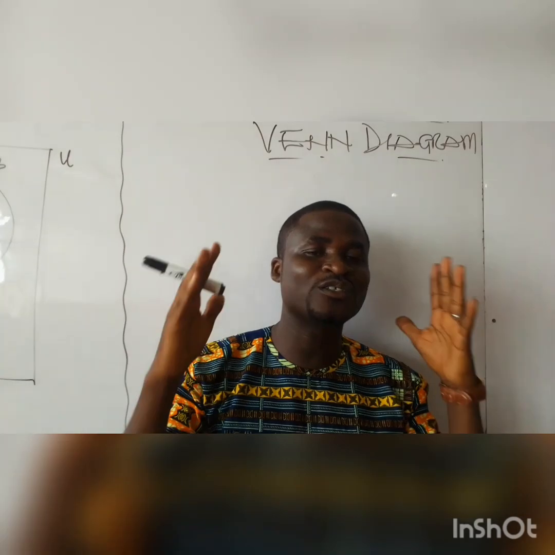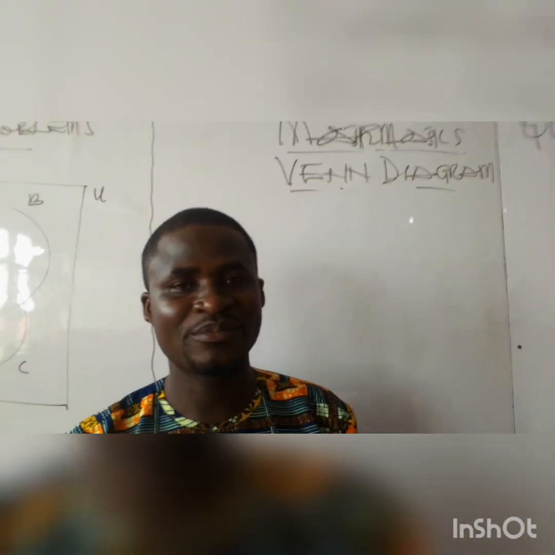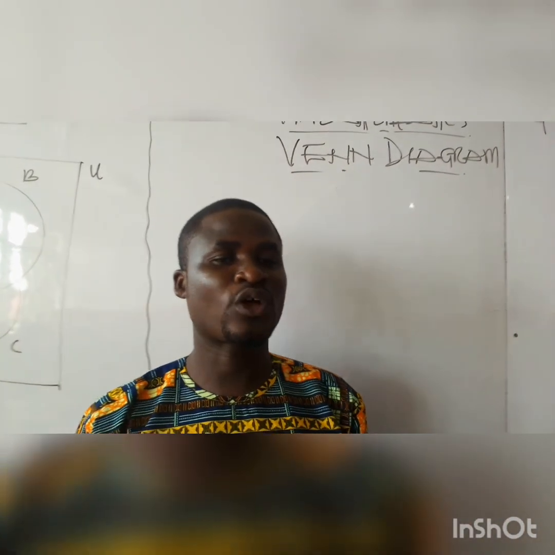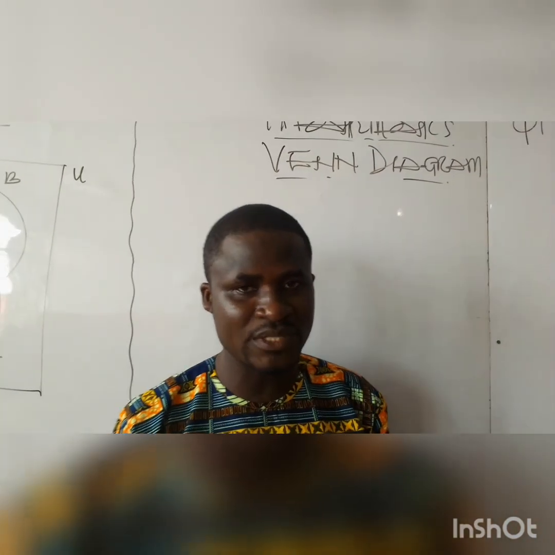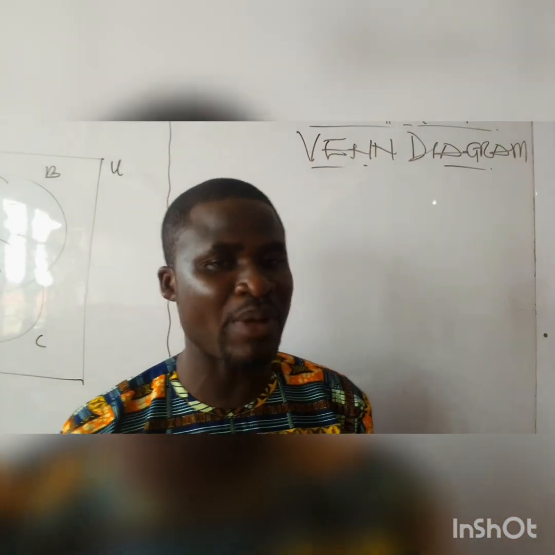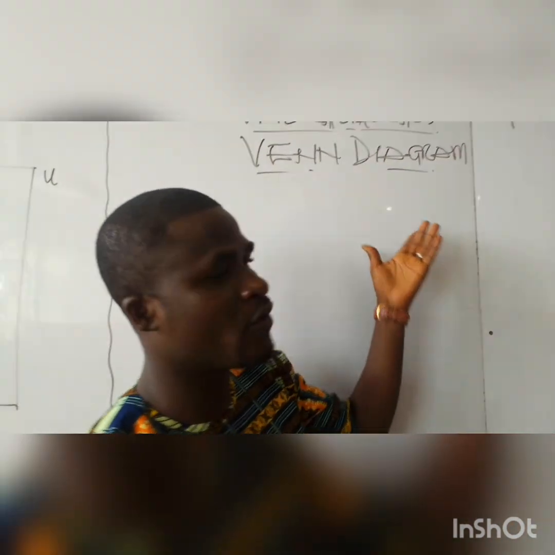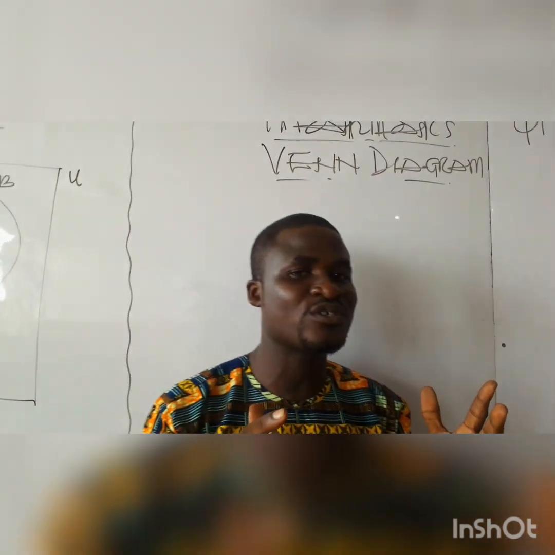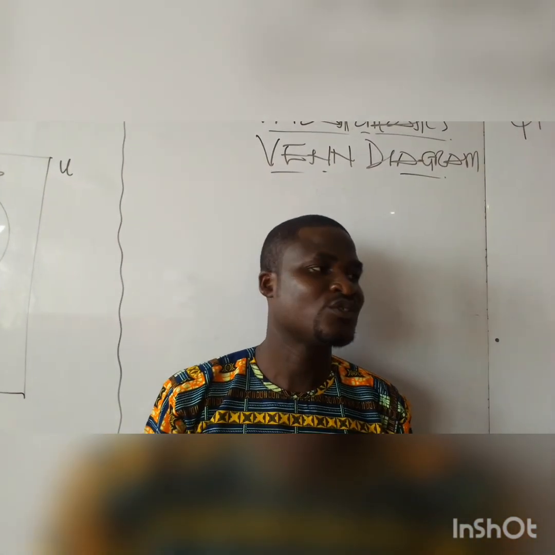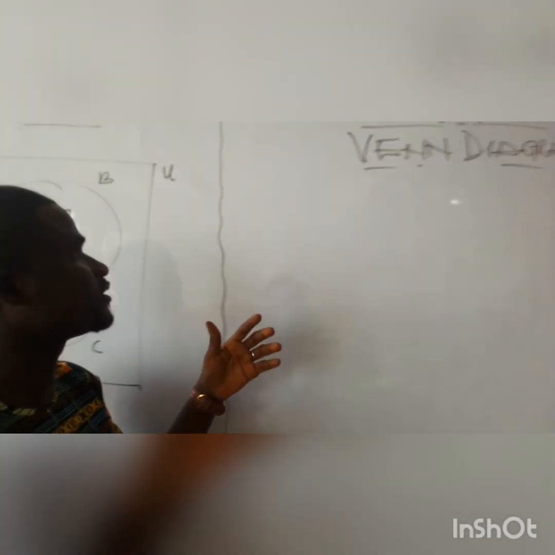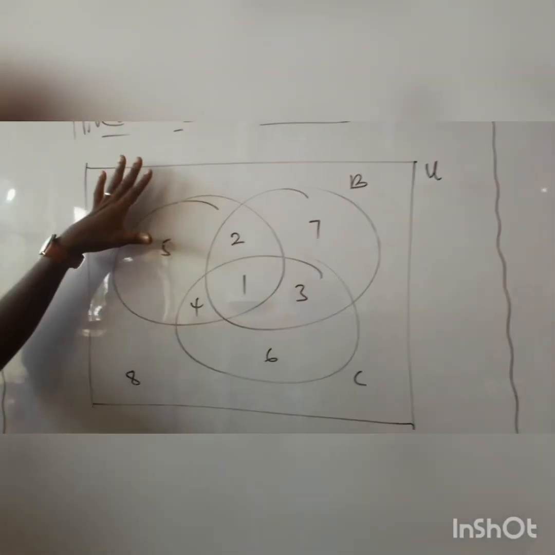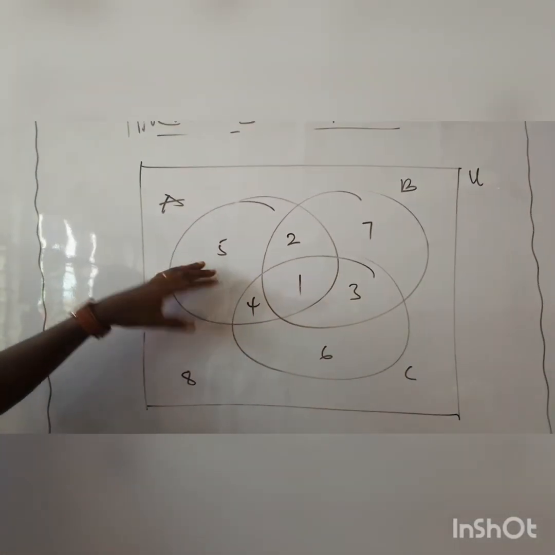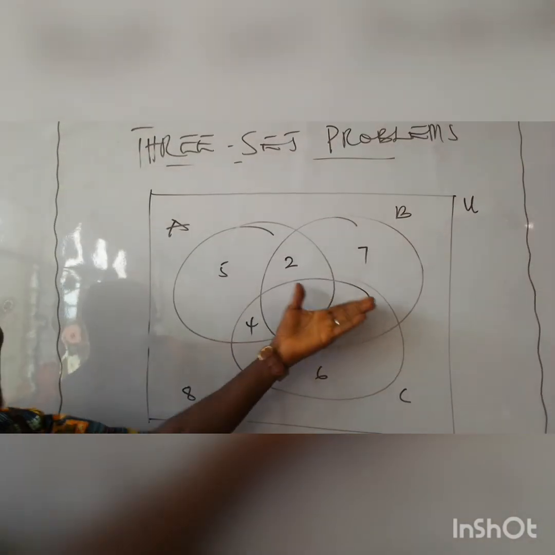We are still on Venn diagram, but today we are going to talk about 3 set problems. We are done with 2 set problems. This topic is for the senior high students. So let's go to the board. We have our Venn diagram here. We are going to interpret the meaning of the figures here.